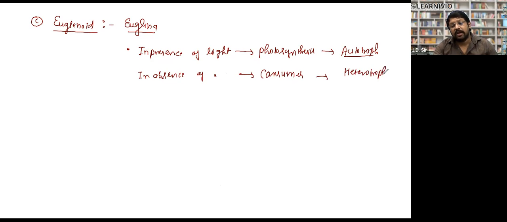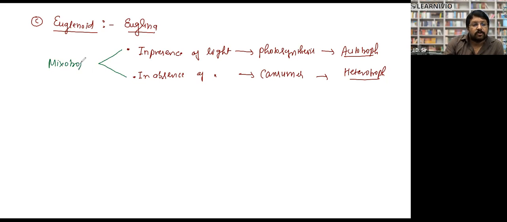So they are the only organism in the world which has both kinds of nutrition. Suppose you get a question, what kind of nutrition is found in Euglena? The mode of nutrition is called mixotroph. They have mixed nutrition; they are autotroph as well as heterotroph.